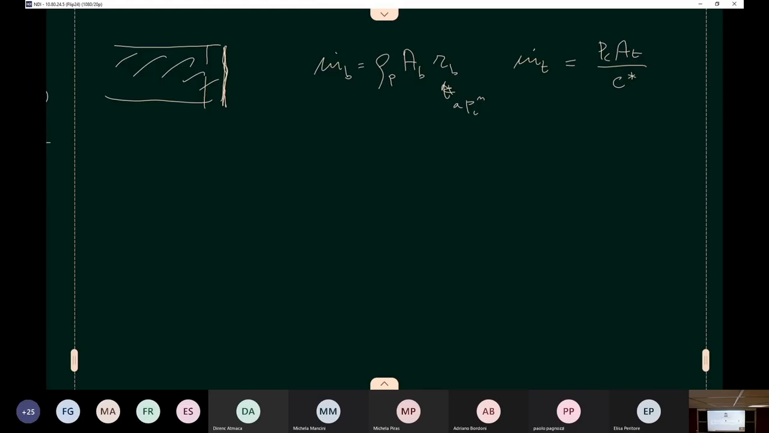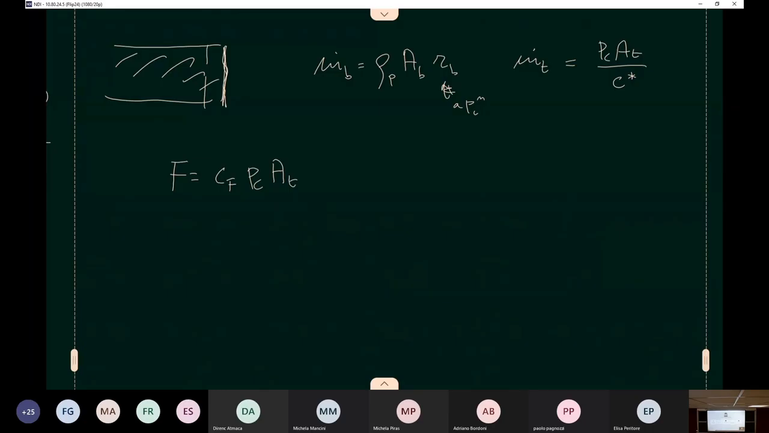And of course, the evolution in time, for instance, of chamber pressure of a solid rocket motor will be directly related also to the evolution of thrust in time, because you recall that thrust is related to chamber pressure and throat area, and to the expansion ratio through the thrust coefficient.